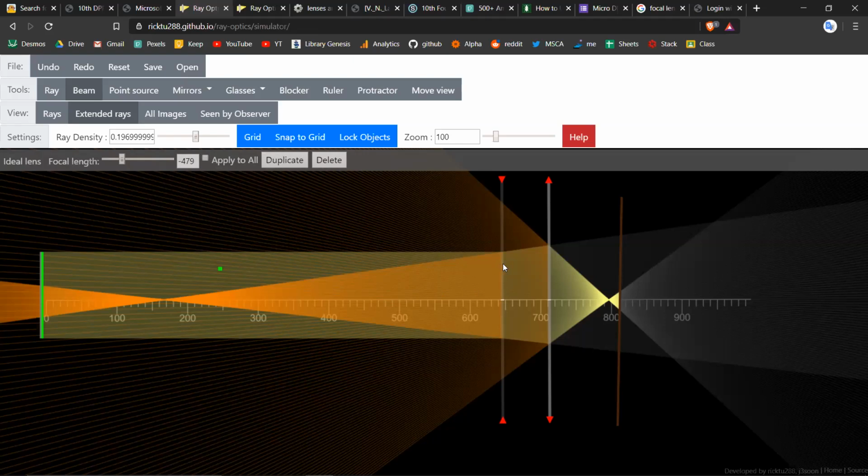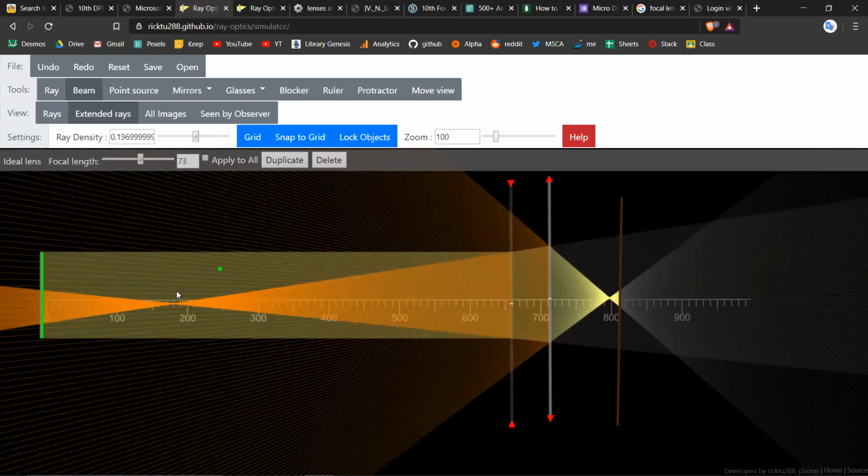The rays from infinity are placed at the near, the furthest point of the eye. This is the furthest point the person can see. The rays from infinity are placed at that point by this concave lens. And the second lens takes that as an image, and focuses it on the retina.